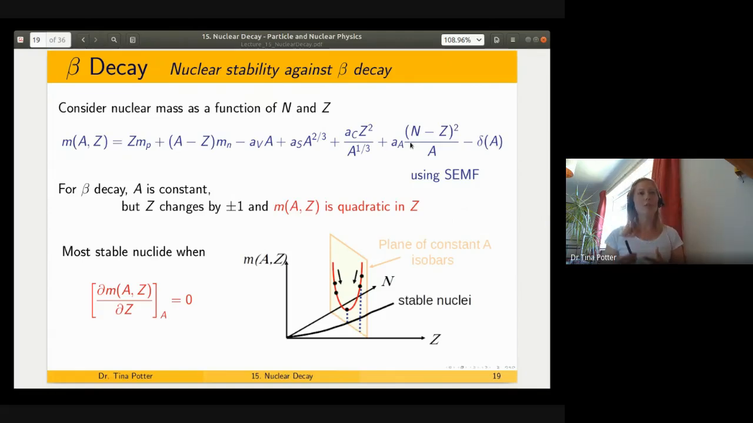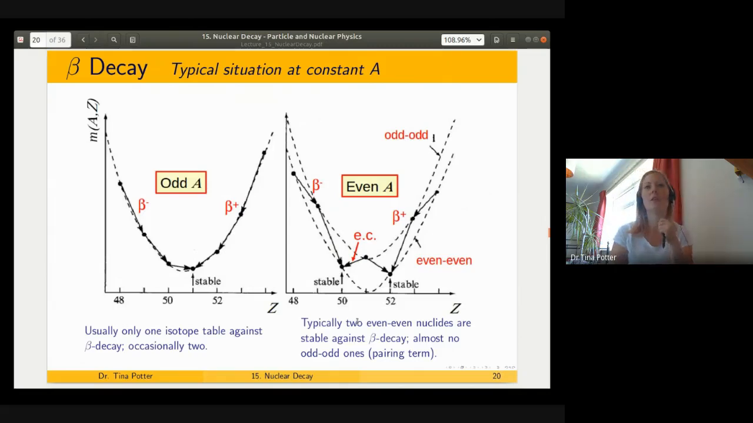Now, the most stable nucleus, if it's going to undergo beta decay, is going to be when this is minimized. Our mass is basically minimized. It'll undergo beta decay until it reaches the minimum mass that it possibly can, and this is going to be our most stable nuclide. So let's have a look at this.